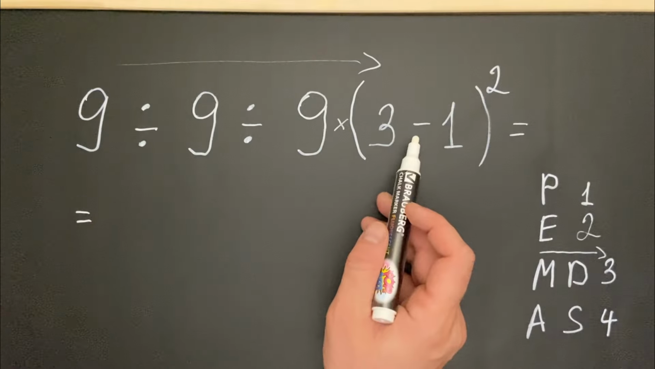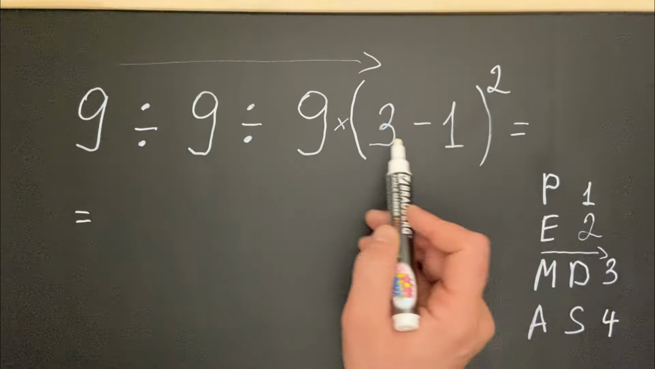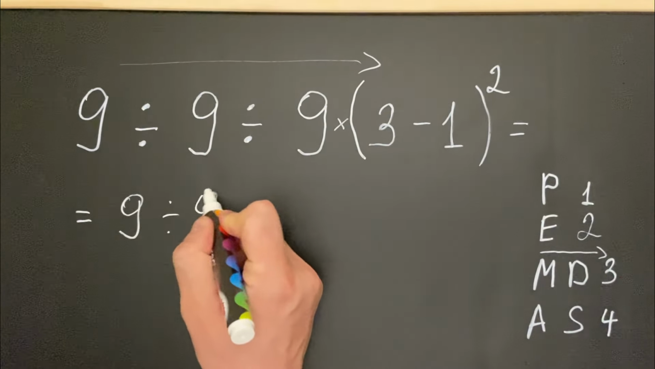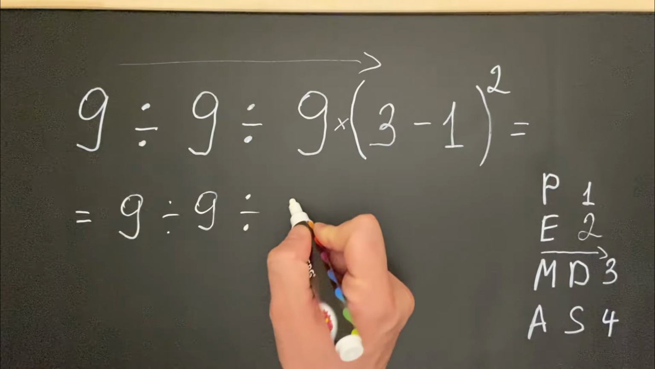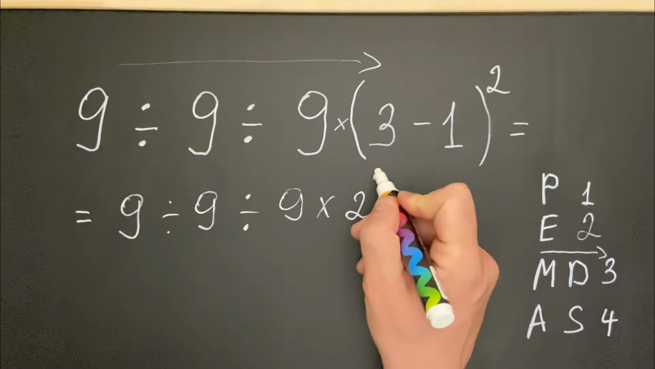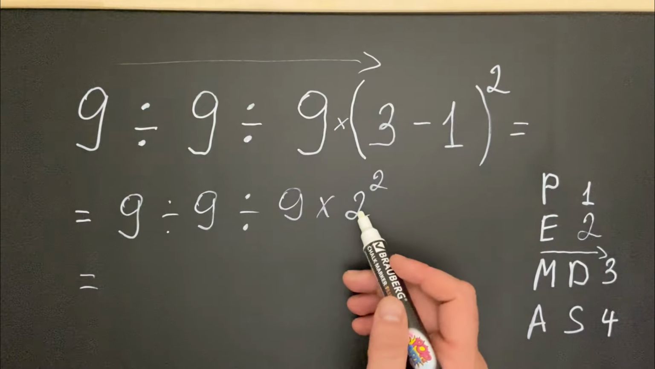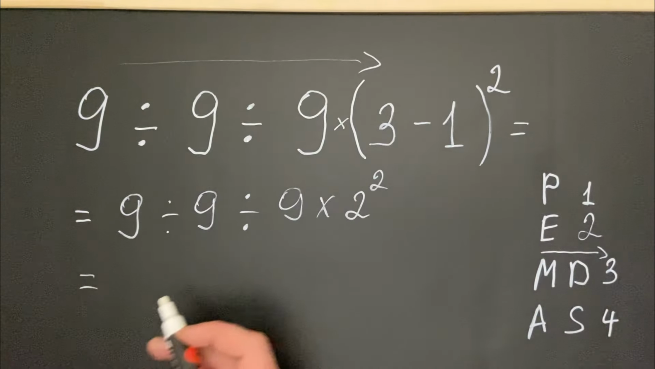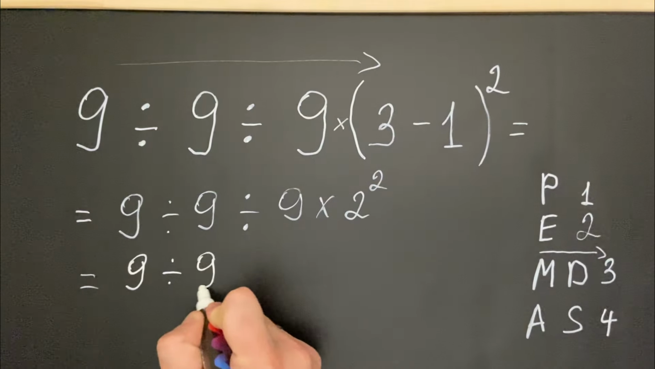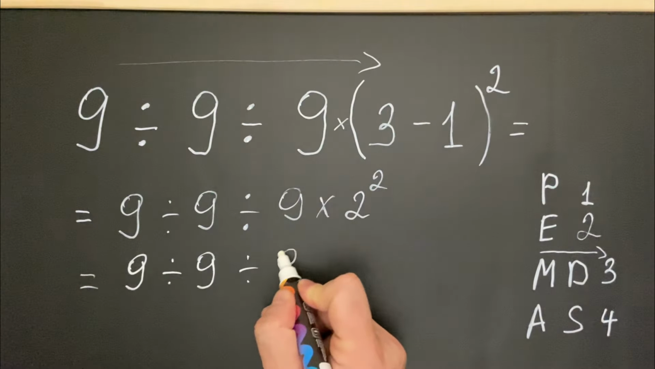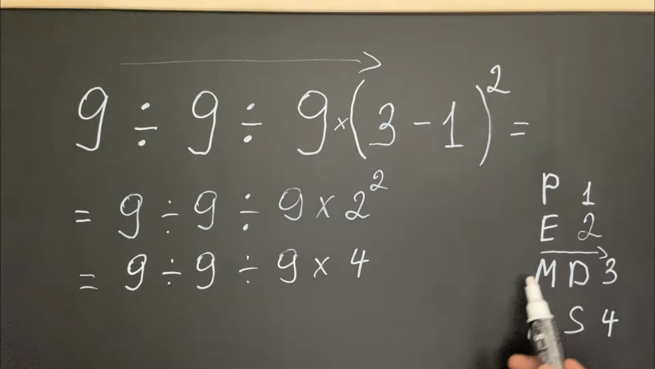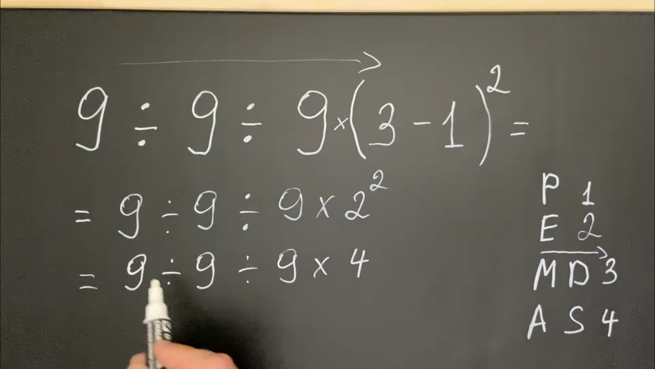We do first the parentheses, so 3 minus 1. What we get is 9 divided by 9 divided by 9 multiplied by 2 squared. As we saw previously, 2 squared is 4. So at the end, I'll just write it, bear with me please, multiplied by 4.